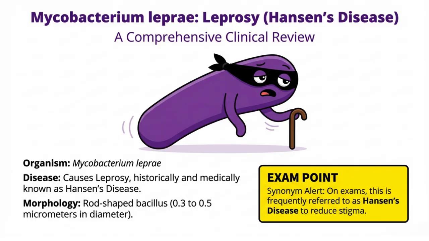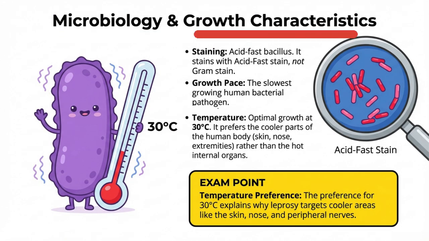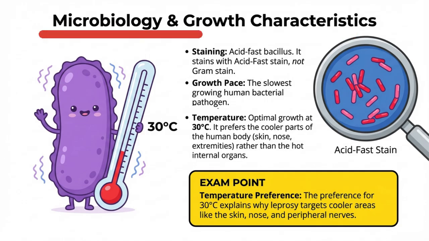The term Hansen's disease is frequently used in examinations and clinical practice to reduce the social stigma associated with the word leprosy. Microbiology and growth characteristics. Mycobacterium leprae is an acid-fast bacillus, meaning it stains with acid-fast stain and not with Gram stain, due to the presence of mycolic acid in its cell wall. It is the slowest-growing human bacterial pathogen.